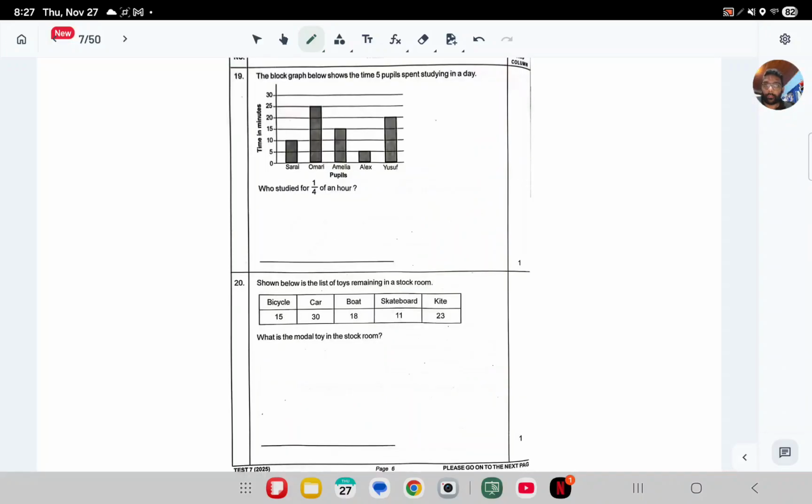Number 19, the block graph below shows the time 5 students, so 5 pupils, spent studying in a day. They said who studied for 1/4 of an hour. So we know 1/4 hour is equal to 15 minutes. So all we need to do is to read off the bar graph here, and we'll see that Amelia studied for 15 minutes. Alright.